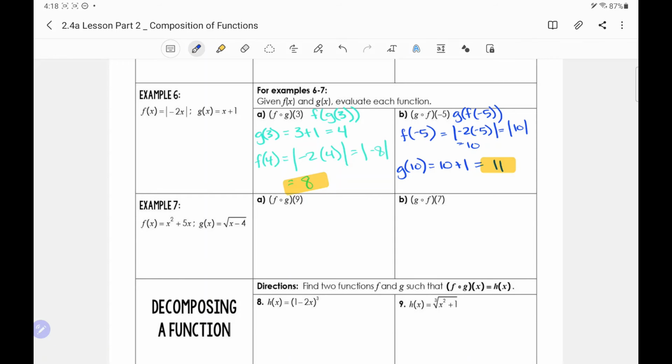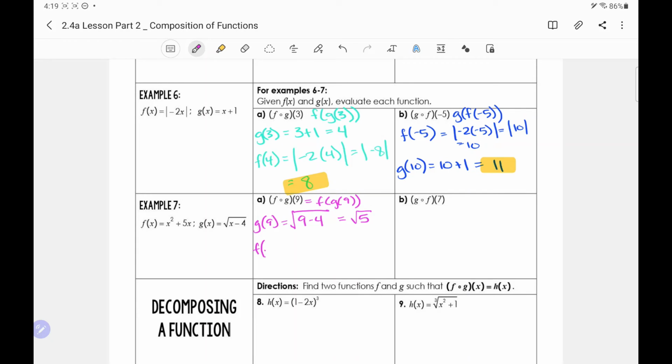Okay, now there's another one here on example 7, maybe a little bit harder functions, but we can still do this. F of g of 9. So this is f of g of 9. So the first thing we need to do is say, okay, what is g of 9? G of 9 is the square root of x minus 4, so 9 minus 4. In this case, it's going to be square root of 5. So that's not necessarily fun, but let's keep going and see what happens.